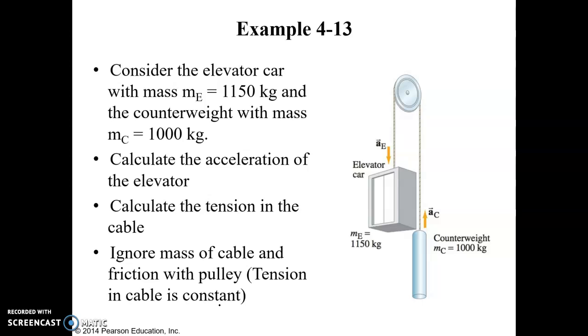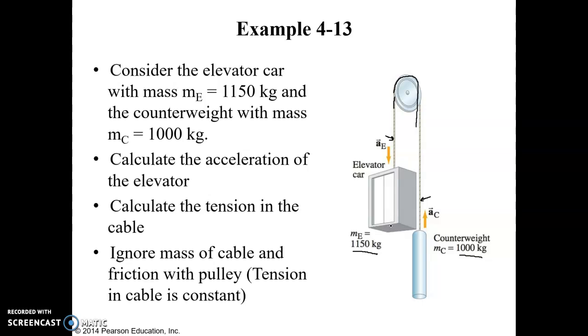This example problem is somewhat similar to the previous one, with the difference that the cable connecting the two objects is going around this pulley. So the tension in the cable throughout a cable is the same. So whatever the tension is here, it will be the same tension here throughout the cable. And what we have here is an elevator car that has a mass of 1,150 kilograms and a counterweight that has a mass of just 1,000 kilograms.